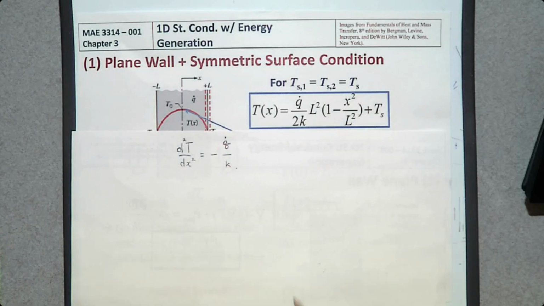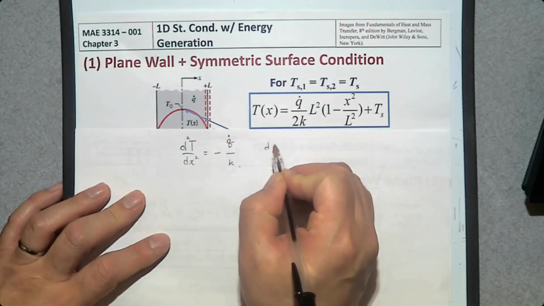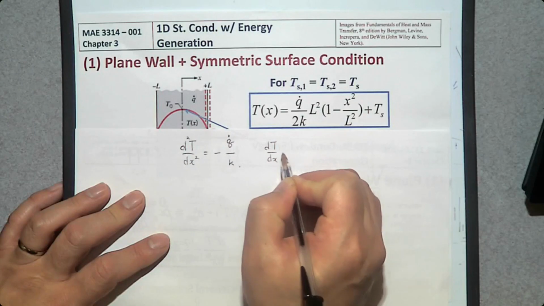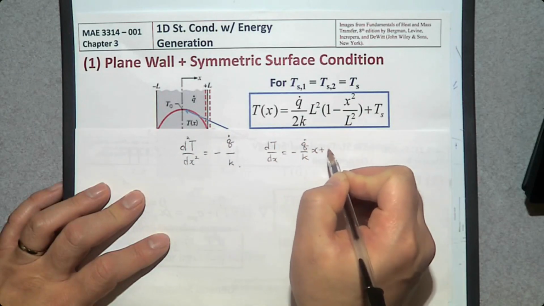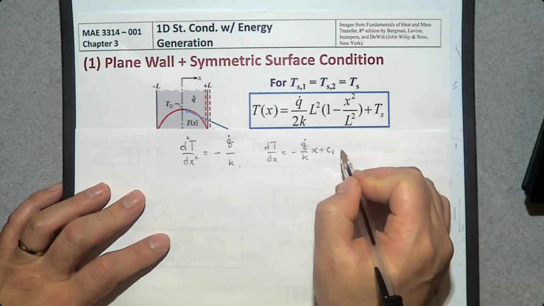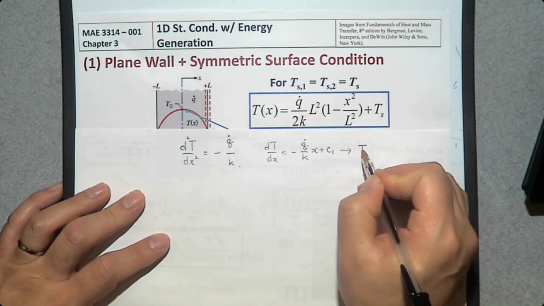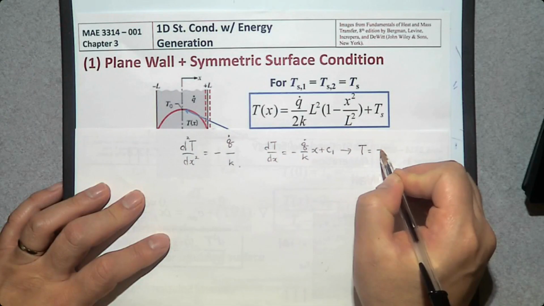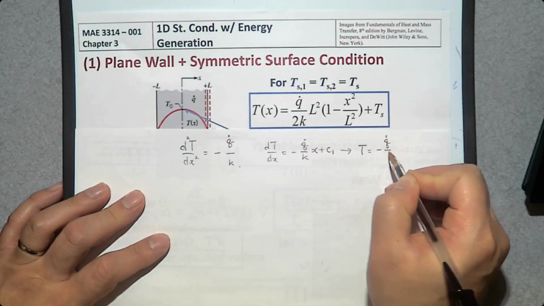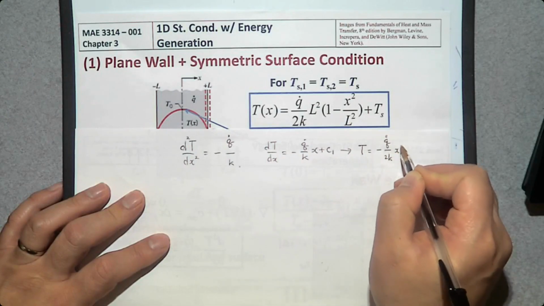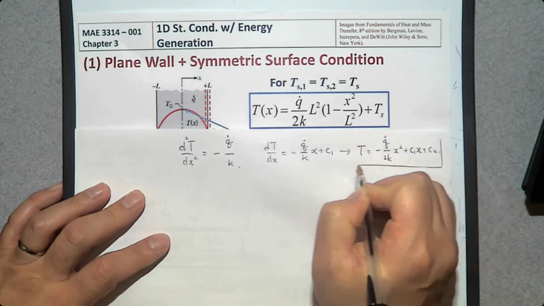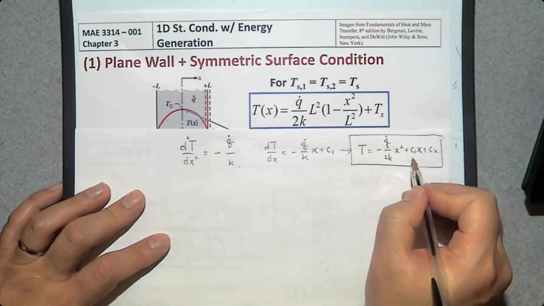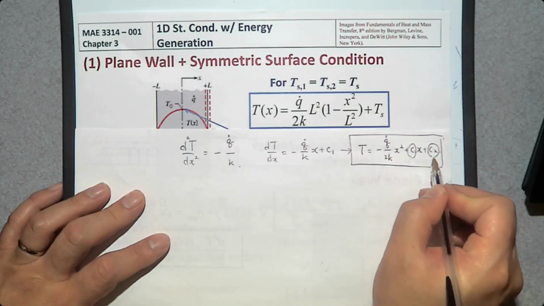If you integrate twice, you get dT over dx equals minus q dot over k times x plus a constant c1, and you can integrate one more time, then temperature T is going to be minus q dot over 2 times k times x squared plus c1 x plus c2. So this is the temperature distribution. Now we have unknown c1 and c2.